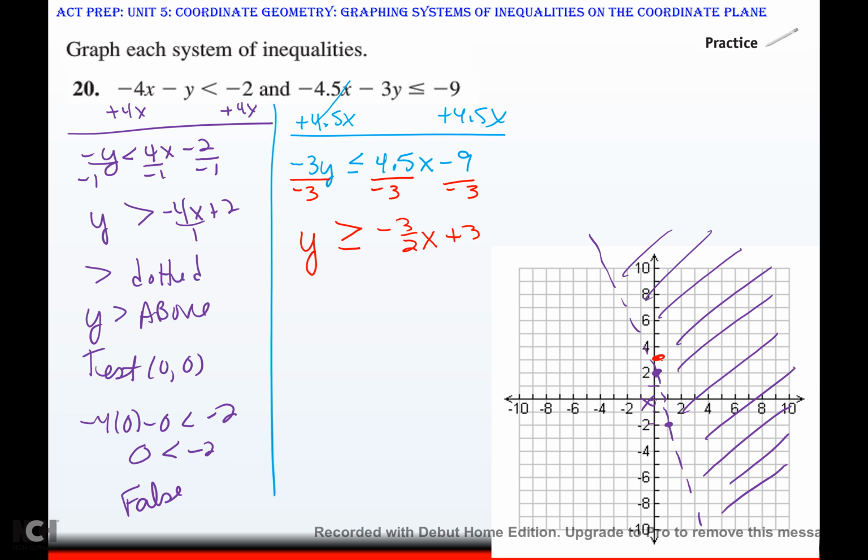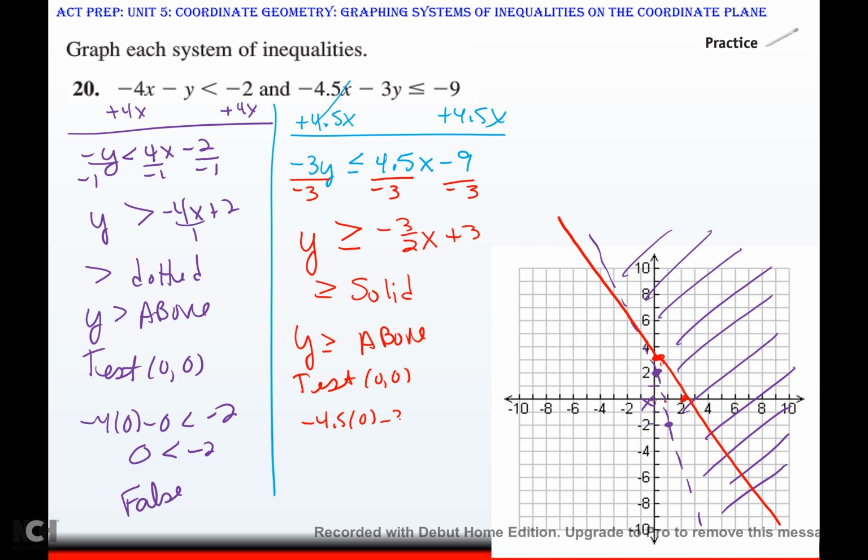Sorry. So I'm going to go down 3 and over 2. The bar means I'm going to connect solid. And then eating y is going to suggest shading above. But if I test 0, 0, I'm going to have negative 4.5 times 0 minus 3 times 0 less than or equal to negative 9. Is 0 less than or equal to negative 9? No, that's false. So I don't shade where 0, 0 is. I'm going to shade above.